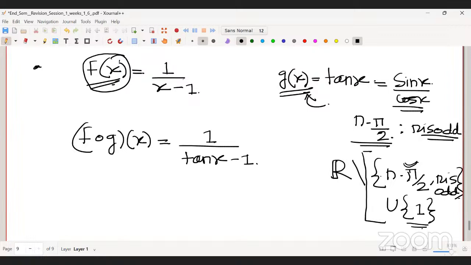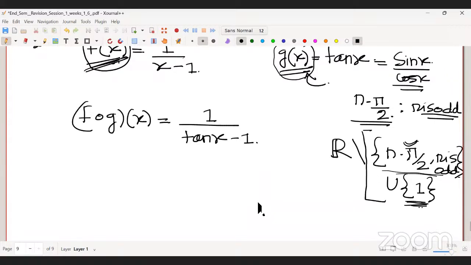Okay, so to compute the domain, as I said, first you need to subtract all the points which are not inside the domain of g of x. These are precisely all the points which are not in the domain of g of x, right? And second, you need to remove all the points which are not in the domain of f of x, right? That is 1. Only 1 is not in the domain of f.